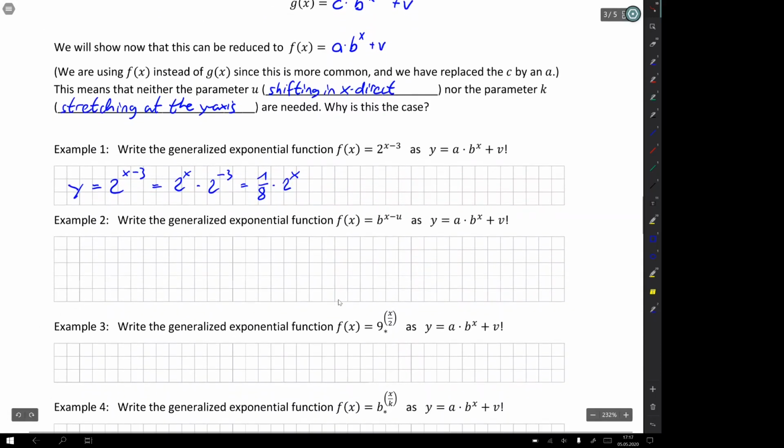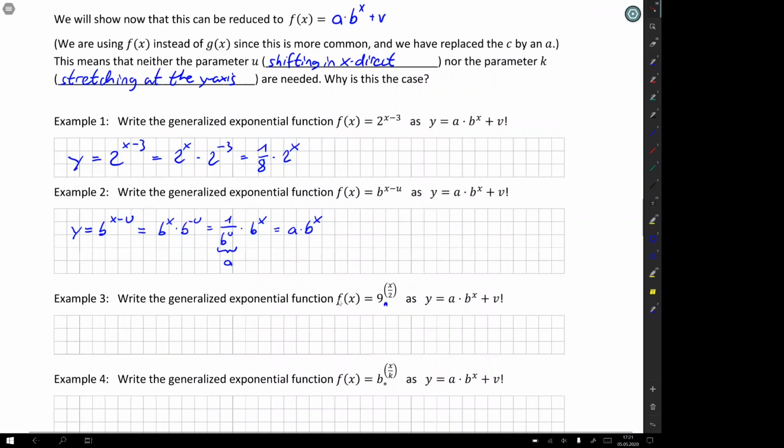Let's look at it now in a more general way. So when I have now the function b to the power of x minus u, let us rewrite that in this way. Try it on your own, stop the film, and here comes the solution. So y is b to the power of x minus u. Doing the same thing like before, I get b to the power of x times b to the power of minus u. So I have 1 divided by b to the power of u times b to the power of x. Well, b and u are numbers, so I replace that just by a, and I get a times b to the power of x.